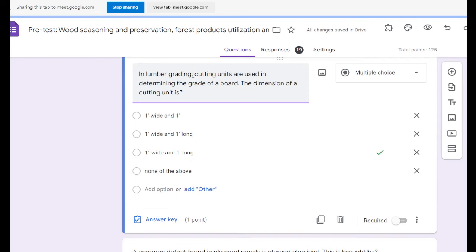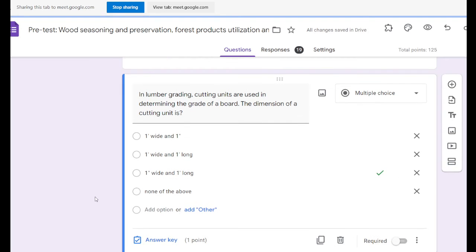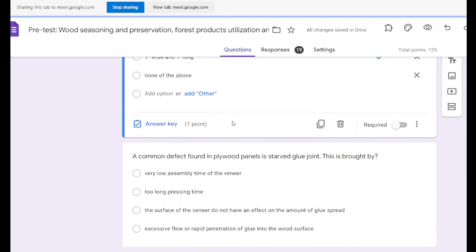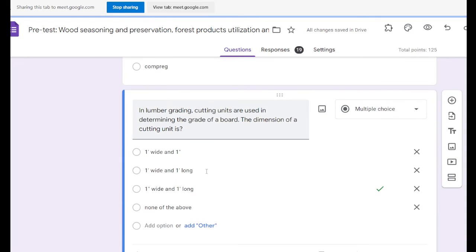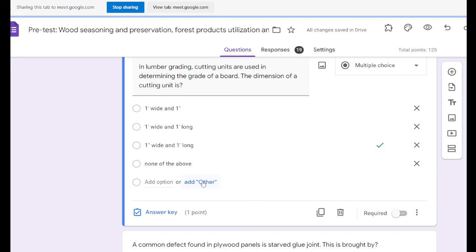Next. In lumber grading, cutting units are used in determining the grade of the board. The dimension of a cutting unit is 1 inch wide and 1 foot long. Okay? Muna ang cutting unit ha. 1 inch wide and 1 foot long. That is the cutting unit, which is used in determining the grade of the board. Para ni sa mga inspection. Okay? Para mag-inspect of quality.